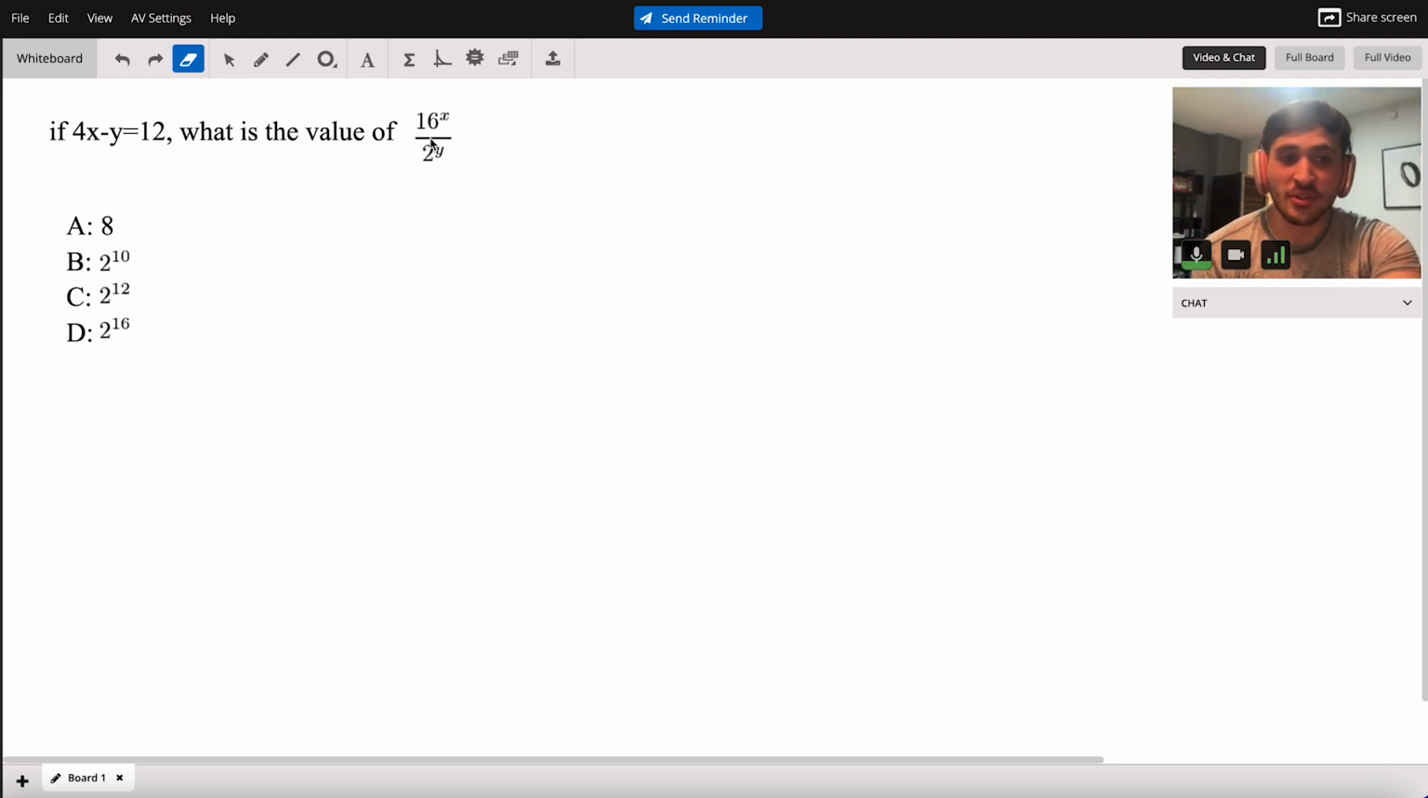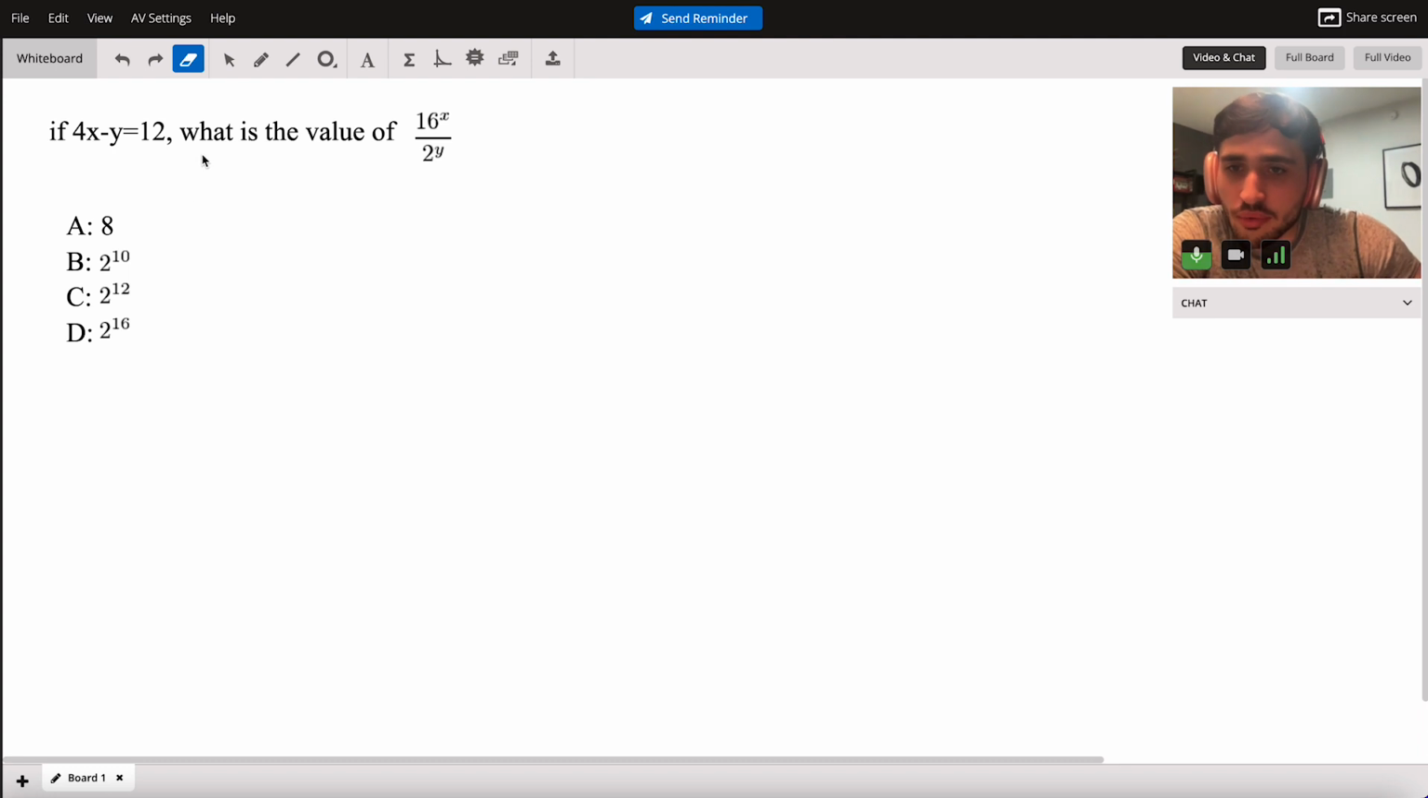If you're taking the SAT and you see a situation like this, there are usually two options. Either you plug in one of your own numbers, or you manipulate the expression to look precisely like the equation. These kinds of questions are called simultaneous equation questions. The terminology is a little funky. I don't know why it's called that, but that's what they're called. So let's go ahead and solve this. We have 4x minus y is equal to 12, and they're asking for the value of this exponential expression.